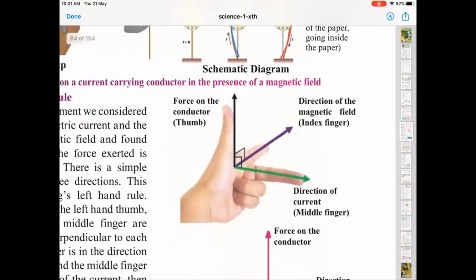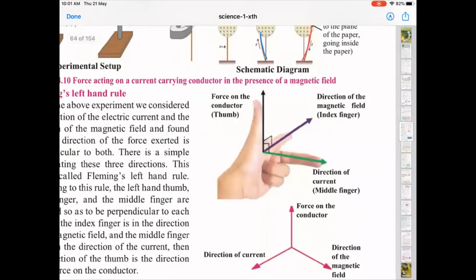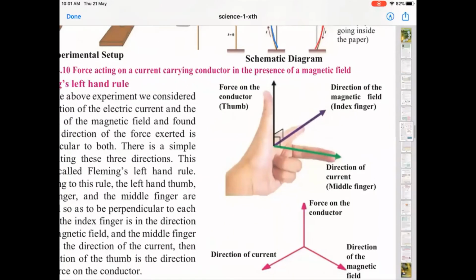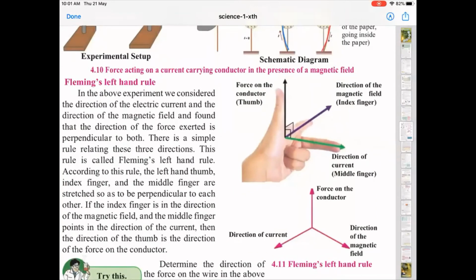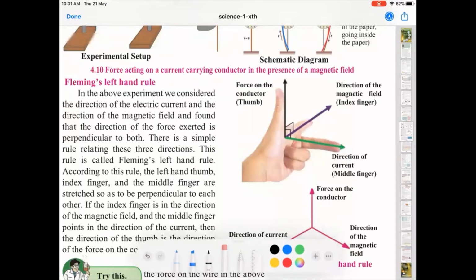This rule is Fleming's left hand rule. Children, when you're holding your fingers stretched, they should be exactly perpendicular, and it is obvious that you have to hold your left hand because it is Fleming's left hand rule. So what does Fleming's left hand rule give us? It gives us the direction of the force acting on the conductor. But in the SSC board, you have to remember a very important point, the order. So the rule starts from here.